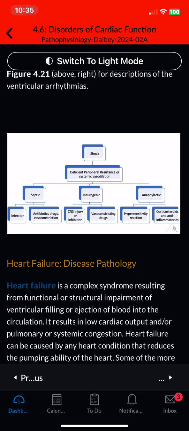So the first type of shock here is septic shock, which is generally caused by a serious infection. Infectious bacteria can release endotoxins that trigger a huge inflammatory response, and this can damage the blood vessels' endothelium, making it leaky and permeable, so fluid escapes the vasculature, and as well, it can trigger vasodilation. So septic shock has a mortality rate of about 30 to 50%. The clinical manifestations are related to the underlying infection, for instance, fever.